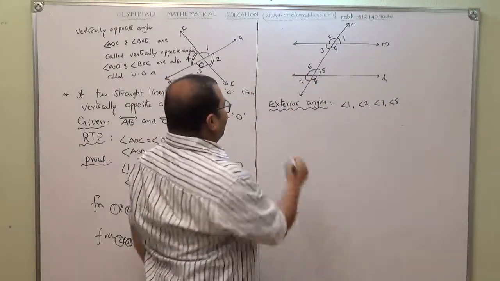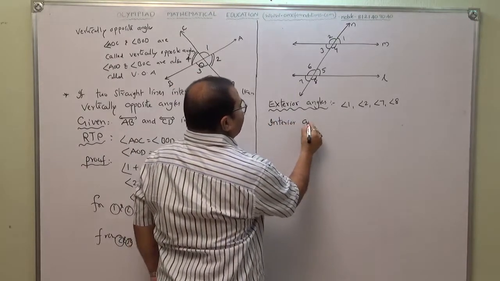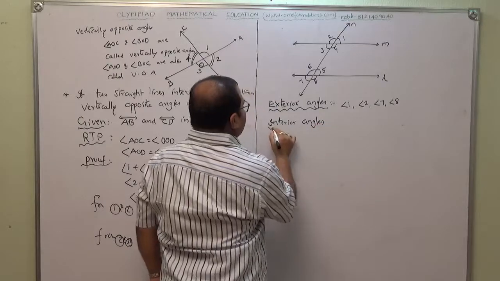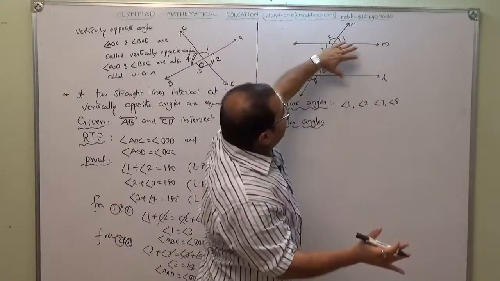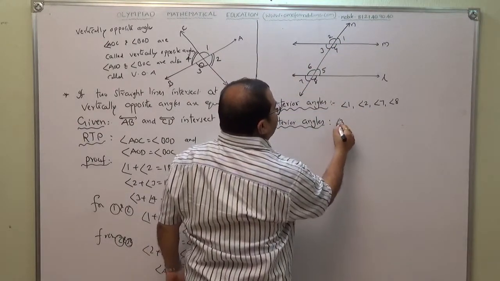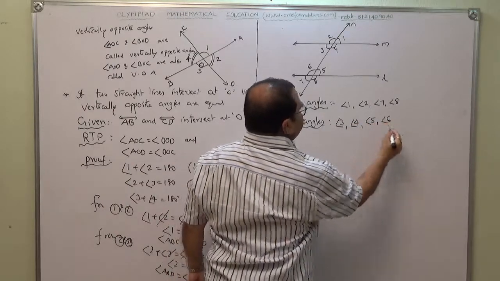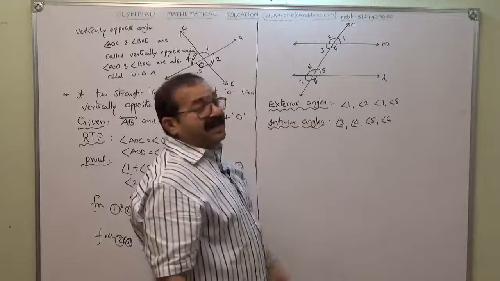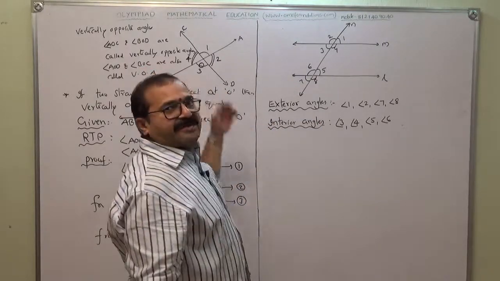Now you learn what interior angles are. Just now I told that. These are the angles which are inside the parallel lines, internal, interior. So that means angle 3, angle 4, angle 5, angle 6. These are interior angles.